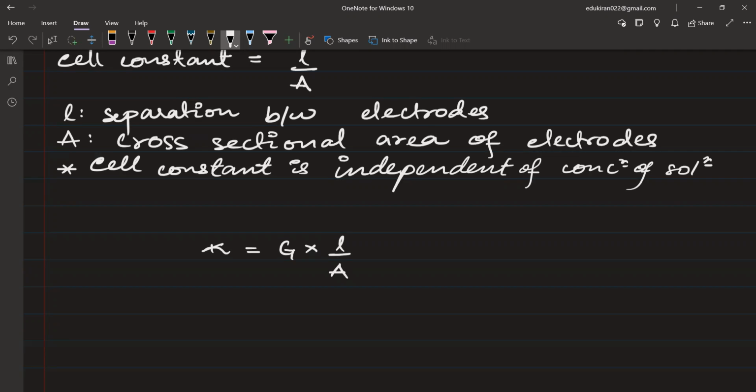Now we want to define what this conductivity is, because it is a constant. Now, if I take a cell in which the length is equal to 1 and the area is also equal to 1 centimeter square, that means I will say that if I have something like, okay, who is here? Conductivity.